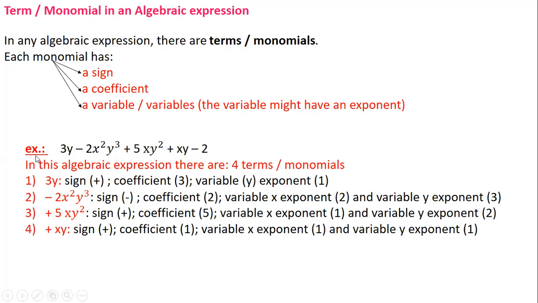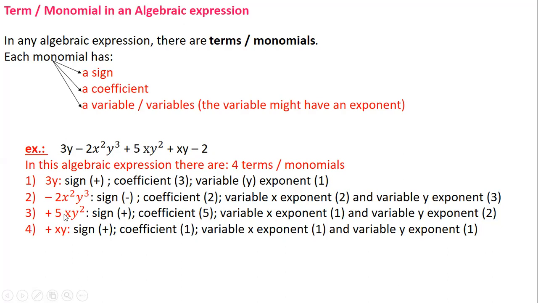Now I will give you an algebraic expression and I will talk about each monomial in it. In this algebraic expression, there are 4 monomials. 3y is a monomial, minus 2x squared y cubed is another monomial, plus 5xy squared is a third monomial, plus xy is a fourth monomial.